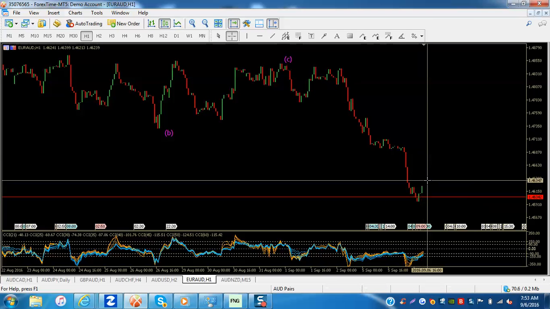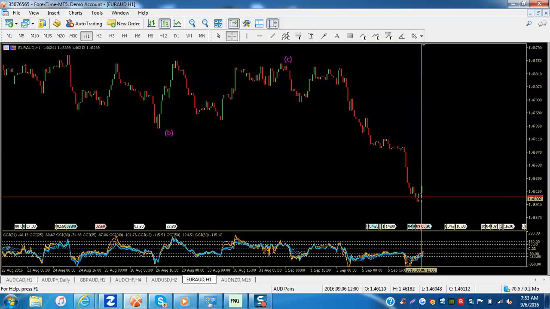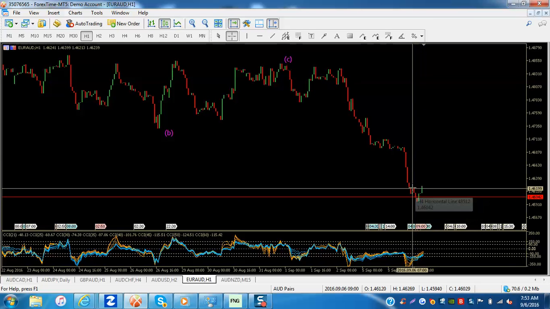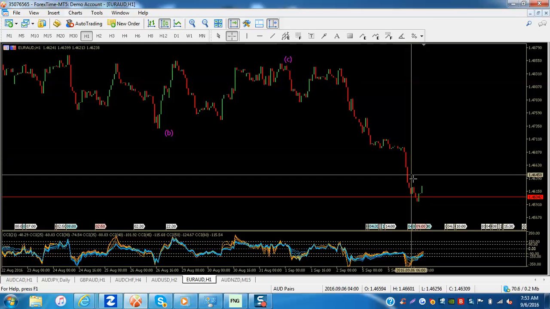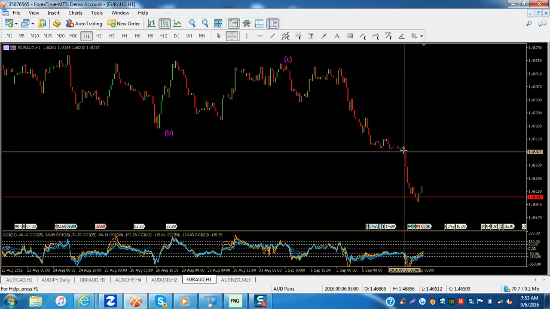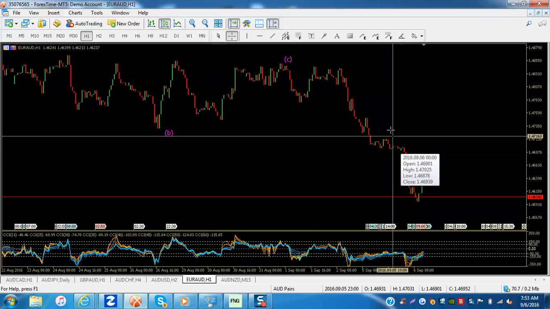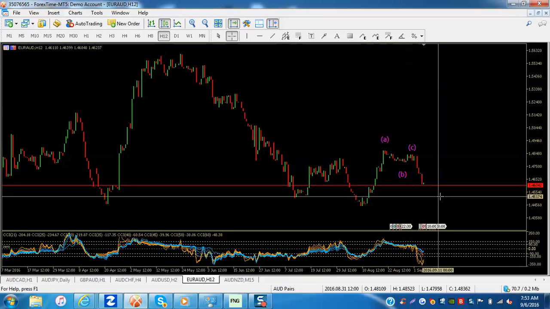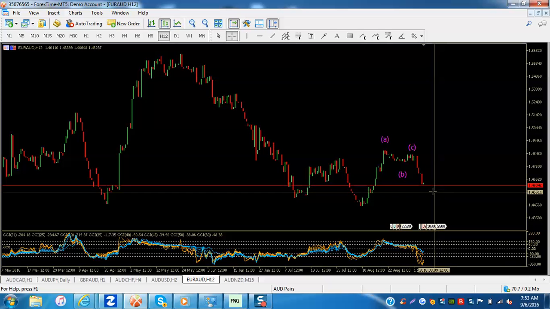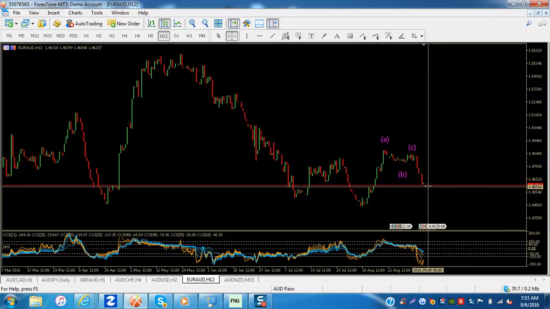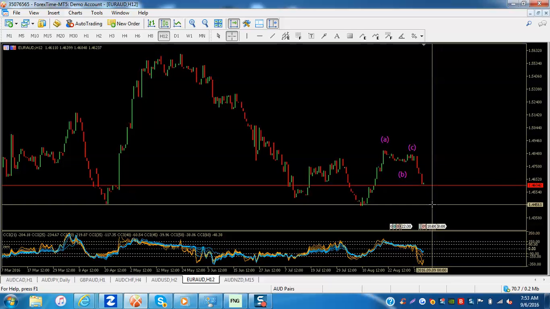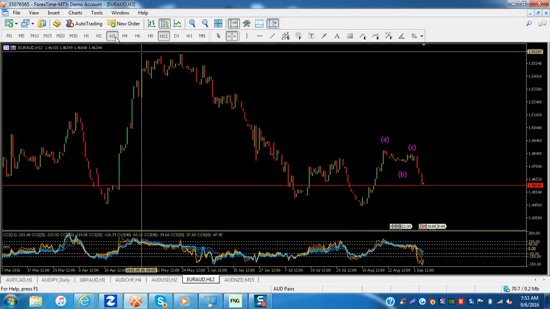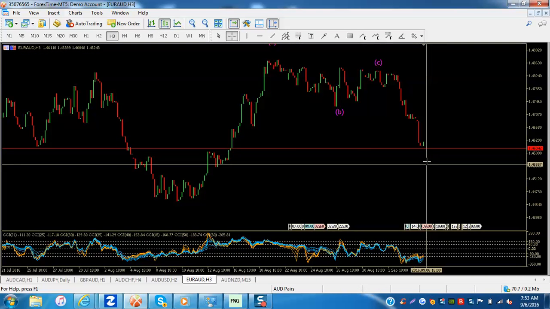Now we are correcting back up here, which is probably just a correction, so I'm just ignoring this up move here. But this is what happened, and because of that, we did not get the rally back to the upside that we were originally looking at. Although this red line, which I mentioned last night, is the 61.8 retracement level, and you can see that's right where the market went to. It's sitting right on that line.